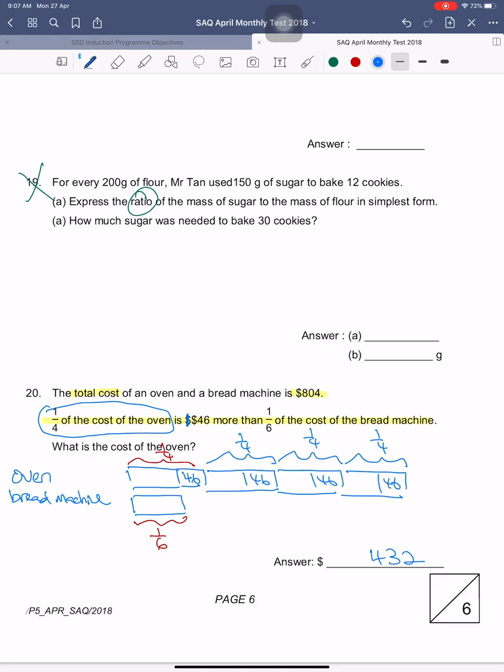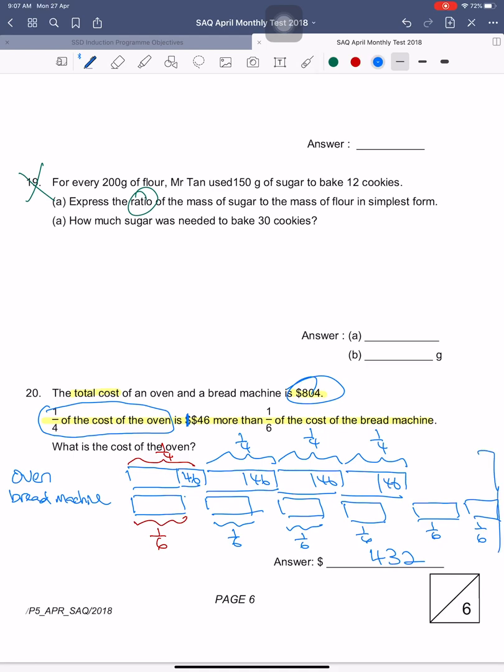Likewise for the bread machine, this is 1/6. So you need to draw 1, 2, 3, 4, 5, 6. So each of these is 1/6, 1/6, 1/6, 1/6, 1/6. Okay, and the next important one is the total. This whole total is actually 804. Right? So some of you might be able to work it out on your own now.